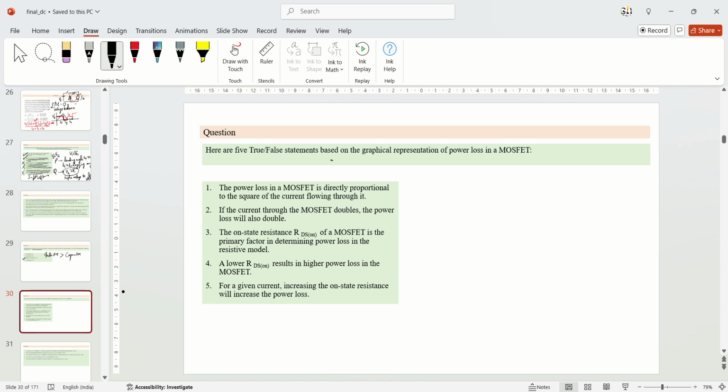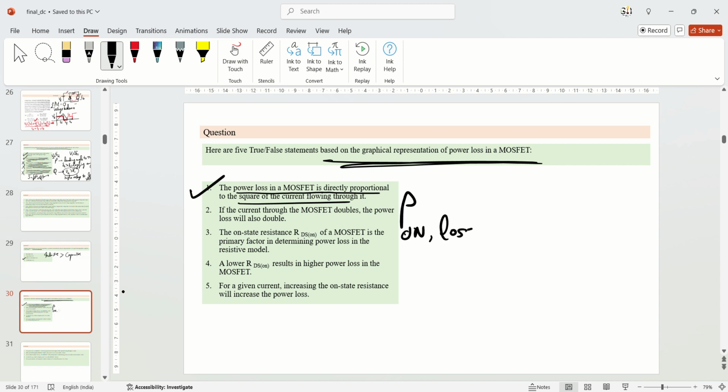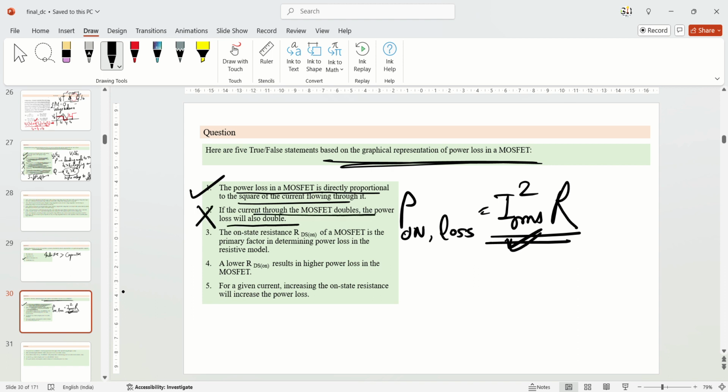This is the graphical representation of the power loss. The statement says the power loss in the MOSFET is directly proportional to the square of the current. That is true, because in the on state the loss you calculate is IRMS square multiplied by R, so it is a square of the current. If the current doubles, the power loss will also double. That is false. If it doubles, it will become 4 times.